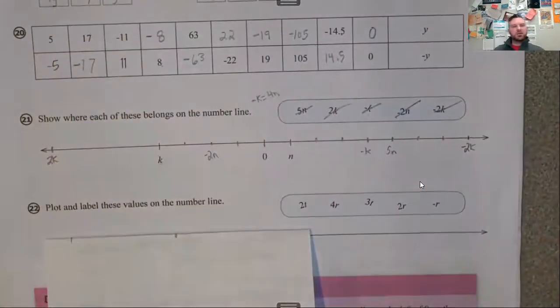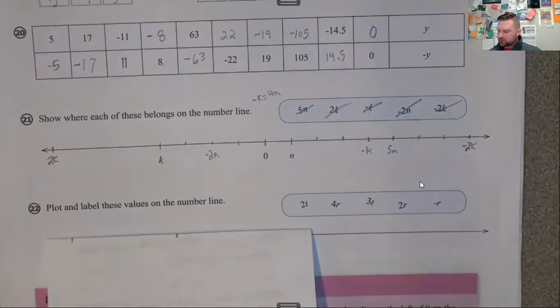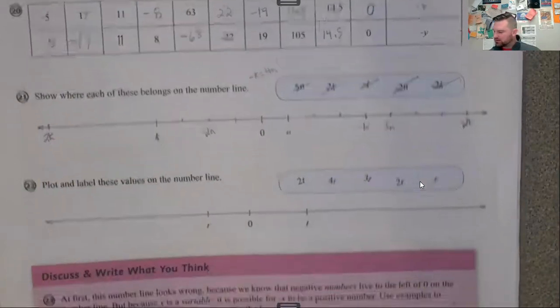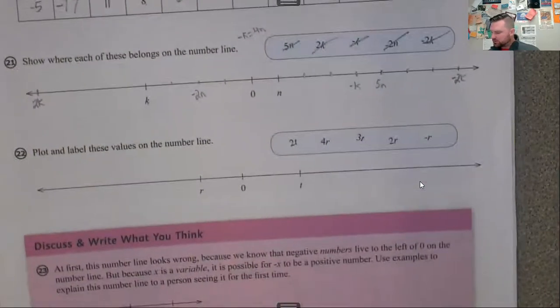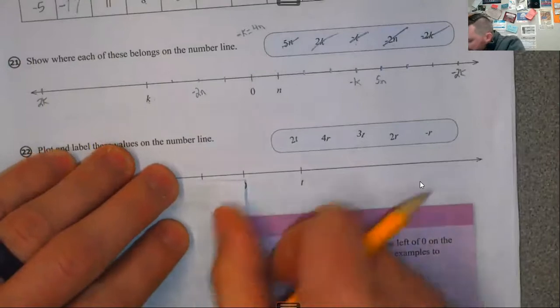So we don't really need a ruler, but just a piece of paper to kind of keep the distances the same to figure out what, since there's 2 variables here, it's a little more difficult. Okay, number 22, plot and label these values. Okay, so we have R and T. Let's just take care of the R here.